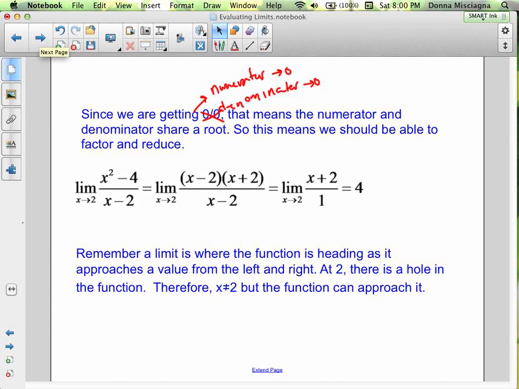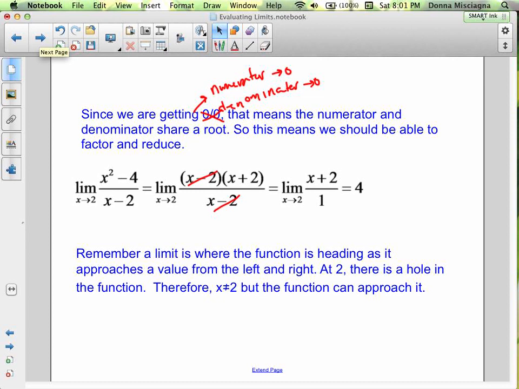Well, x squared minus 4 factors to x minus 2 times x plus 2. And now we see, oh, look at that, we can cancel out the x minus 2's. And now we have the limit as x approaches 2 of x plus 2. And that we can substitute into. That would just be 2 plus 2, or 4.